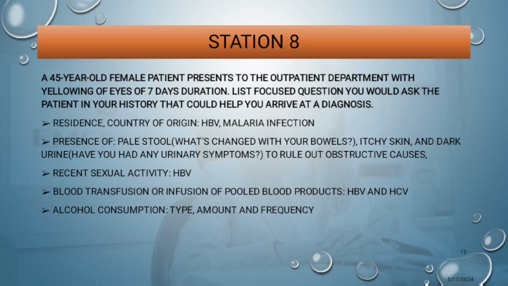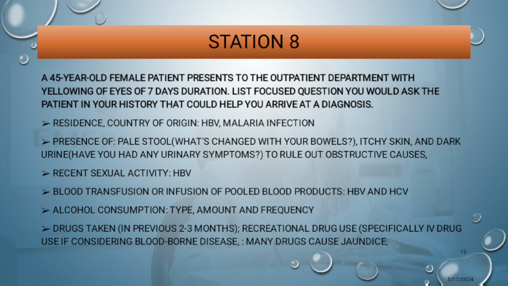Then ask for any drugs taken in the previous 2 to 3 months, and any recreational drug use, specifically IV drug use, if considering bloodborne disease. Many drugs cause jaundice. So especially the IV drug abuse, you just have to remember to ask. Okay, so these are some of the questions we are going to ask.